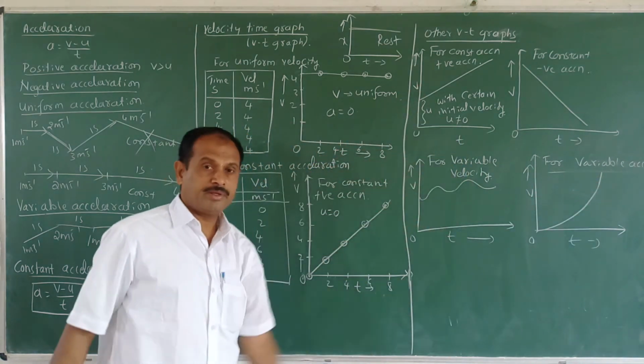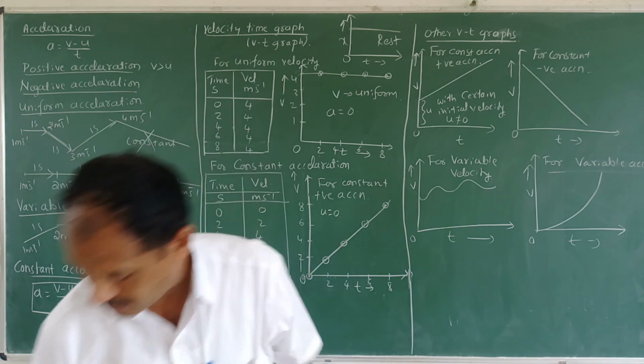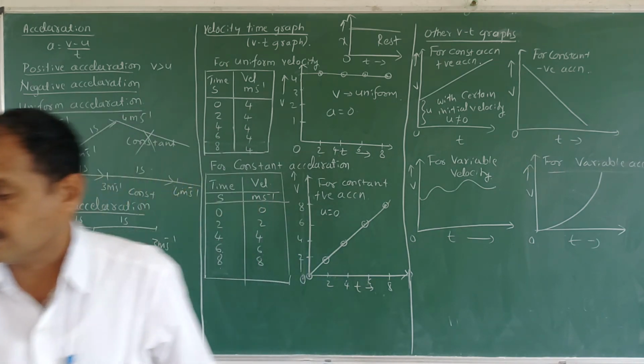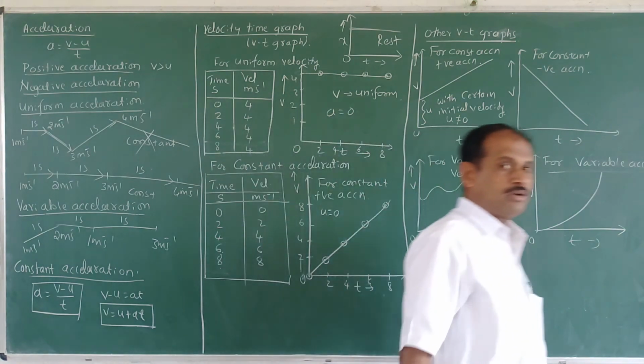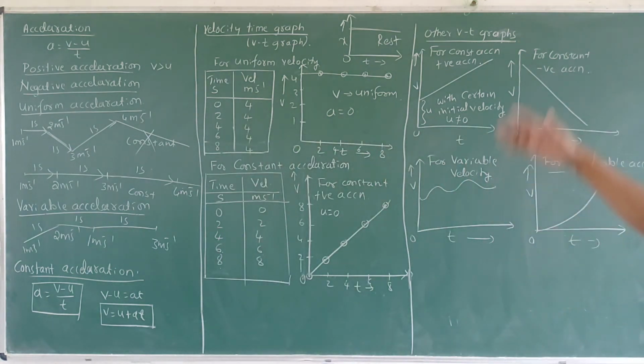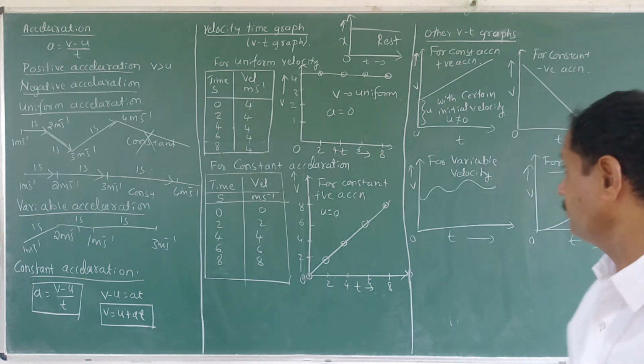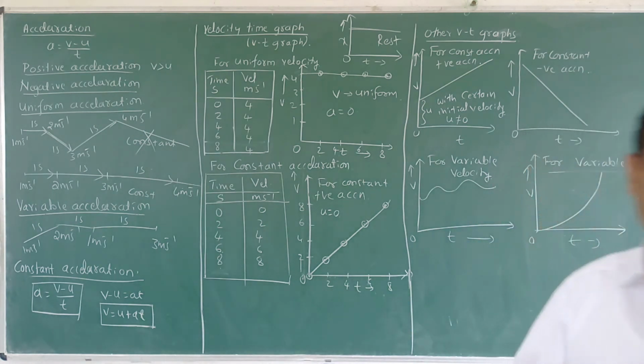Here, now, very important: the velocity time graph. It is the graphical representation of motion of the particle by plotting the graph, velocity of the particle along the y-axis, time along the x-axis. Thank you. Some other related graphs you want to draw in the next class.